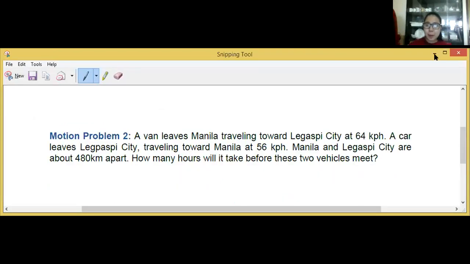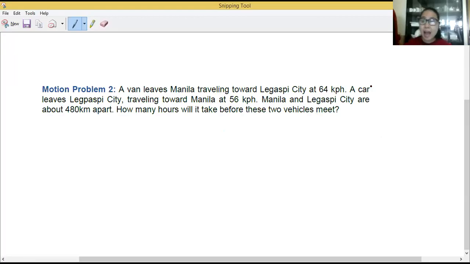Now, in problem number 2, it says, a van leaves Manila traveling towards Legazpi City at 64 kilometers per hour. This is for the van. A car leaves Legazpi City traveling towards Manila at 56 kph. Manila and Legazpi City are 480 kilometers apart. How many hours? We're looking for the hours. Will it take them before these two vehicles meet?